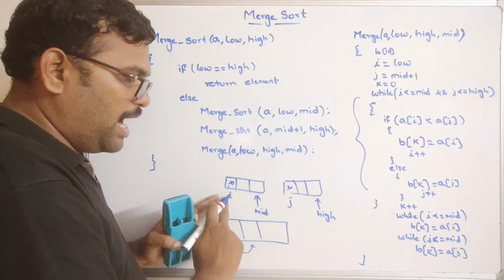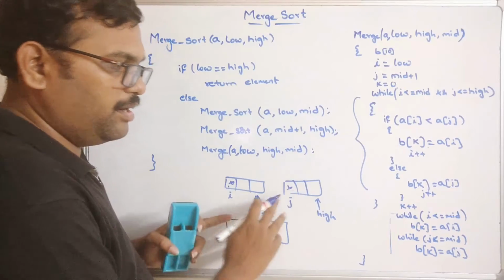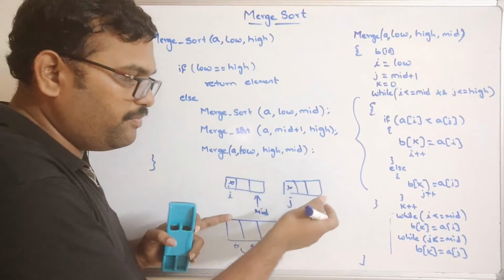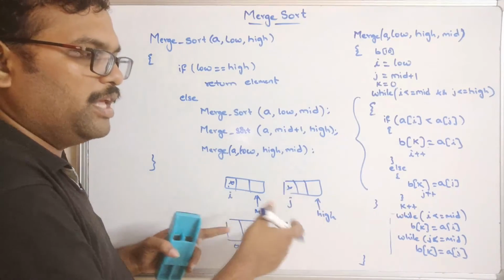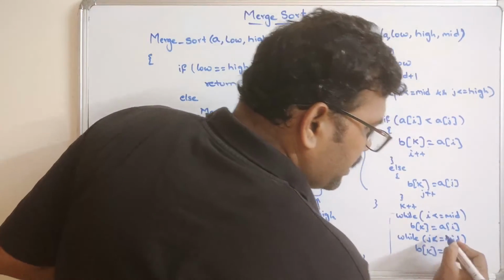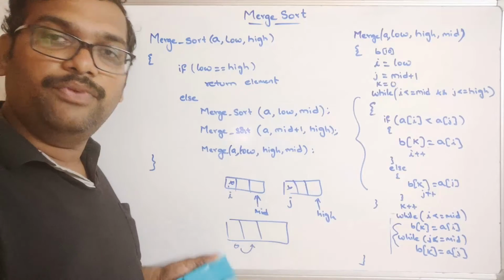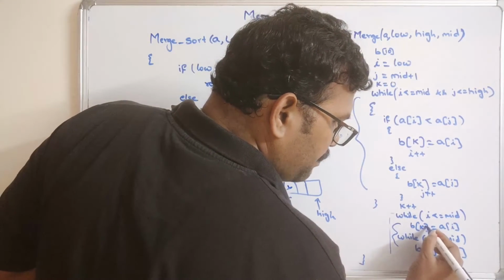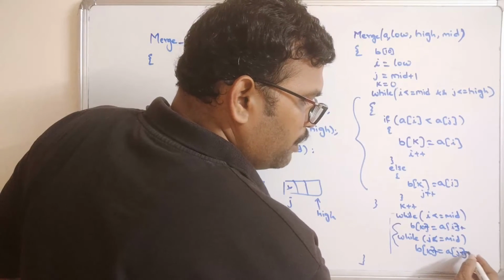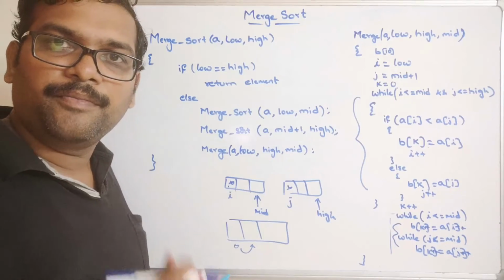So once i reaches mid, what happens? We need to check whether elements are remaining in either of the arrays. If they are remaining, we need to copy all the elements to the new array. Here also we need to increment the k value and the i value. So in both cases, i value and k value will be incremented. Simply we can write it as k plus plus, i plus plus, because of this post increment, first the value will be copied, and then it will be incremented.